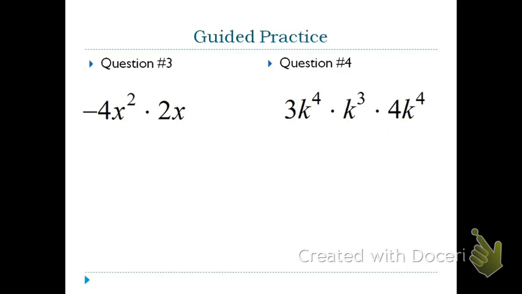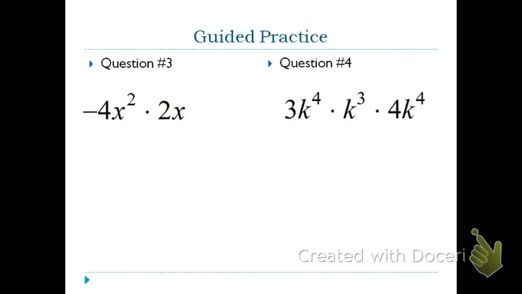Okay, questions 3 and 4. What do we have going on here? It looks like a multiplication with the same basis. You multiply the coefficients together. Negative 4 times negative 2 equals negative 8. And then we multiply our variables together. X to the second times x to the, what power is that? To the first equals x to the third, because you add their exponents together when you multiply.